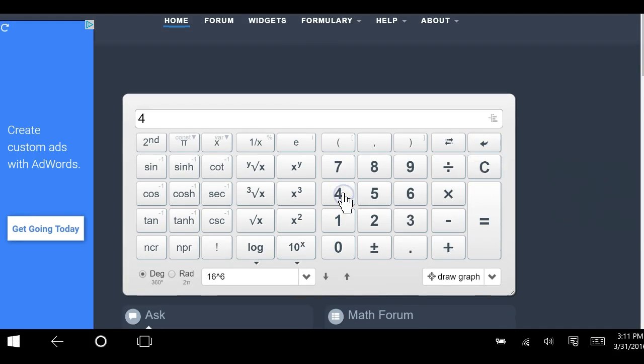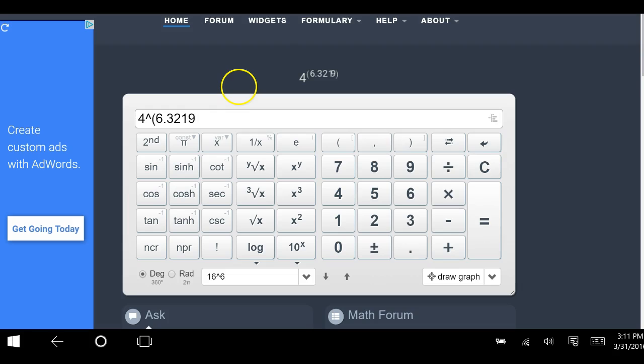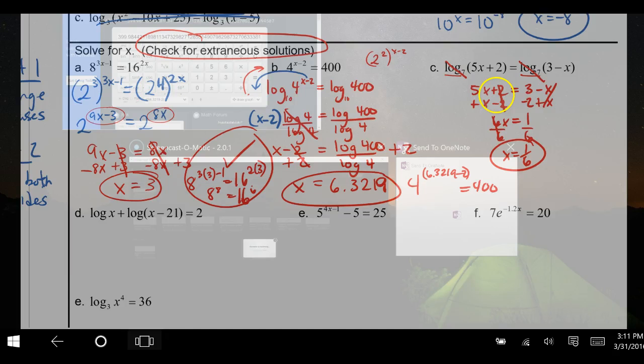Okay, so 4 raised to the parentheses 6.3219 minus 2. That should be pretty close to 400. Now, as you can see, it's not exactly 400, but it's very close. And if you round it to the nearest whole number, that will actually equal 400. Okay, so that is right.